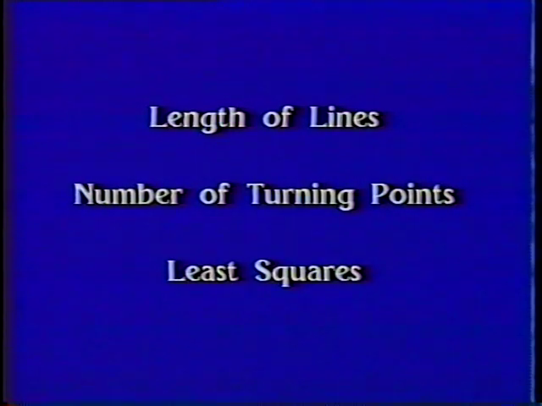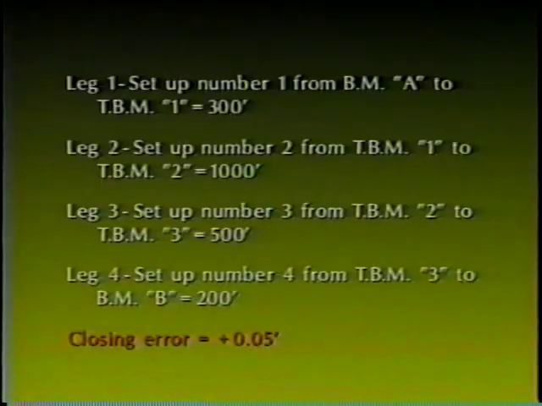After the accuracy standards have been determined and applied, it finally comes down to what do you do with the error in your level runs. There are 3 methods of adjustments that are generally used to adjust level runs. These methods are length of line method, number of turning points method, and least squares method.